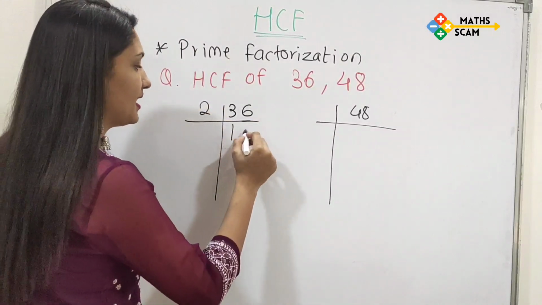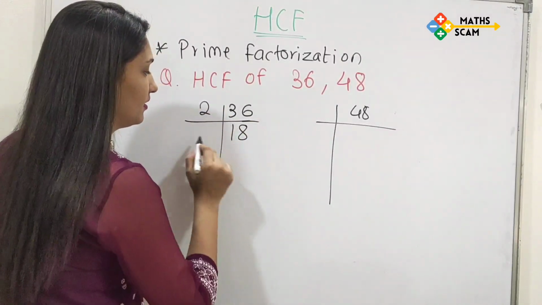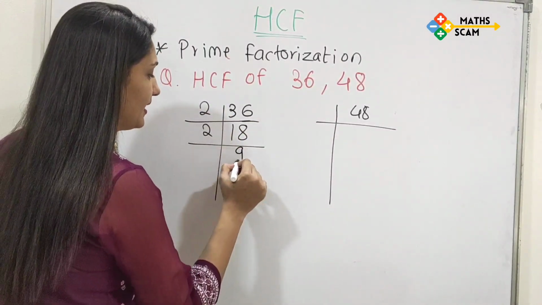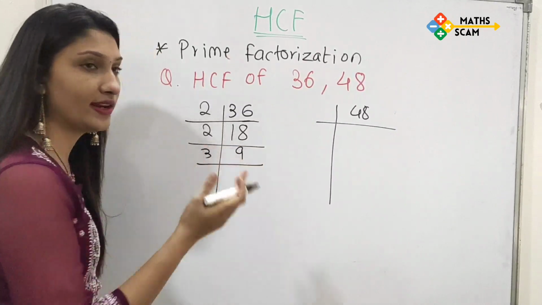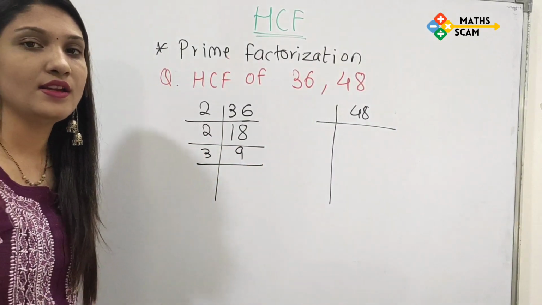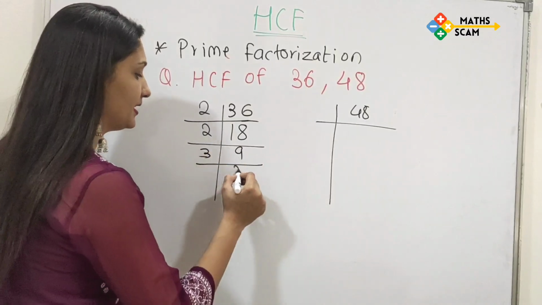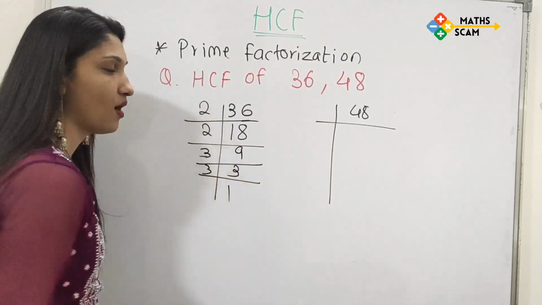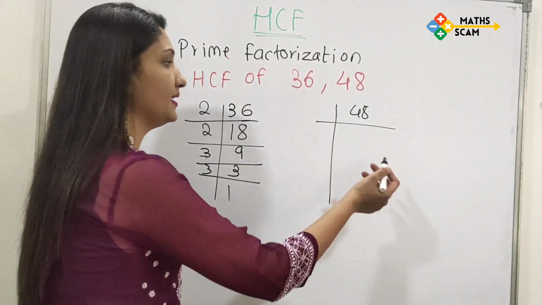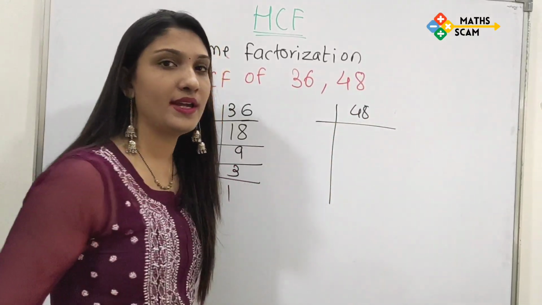Yes, 2 18s are 36. Then 2 9s are 18. Then 2 cannot divide 9, so we have taken 3. So 3 3s are 9. So 3 3s are 1. Okay. Next is 48. So the least prime number is 2.